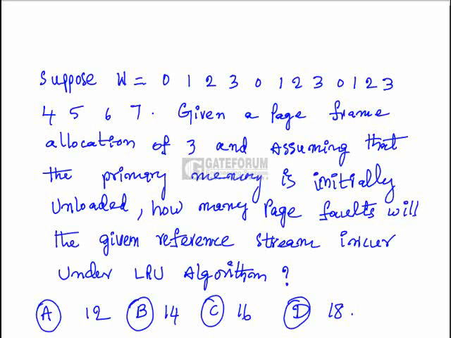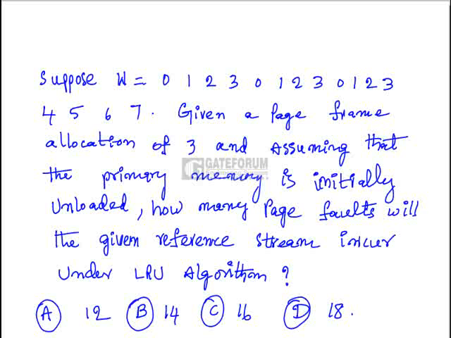Suppose 0, 1, 2, 3, 0, 1, 2, 3, 0, 1, 2, 3, 4, 5, 6, 7 be a page reference stream. So these are the list of pages that are referred in sequence. Given a page frame allocation of 3, so the number of frames allocated is 3, and assuming that the primary memory is initially empty, how many page faults will the given reference stream incur under LRU algorithm?